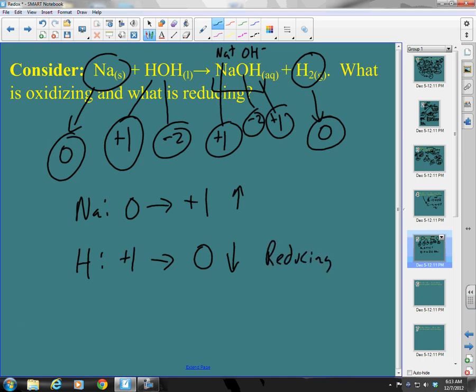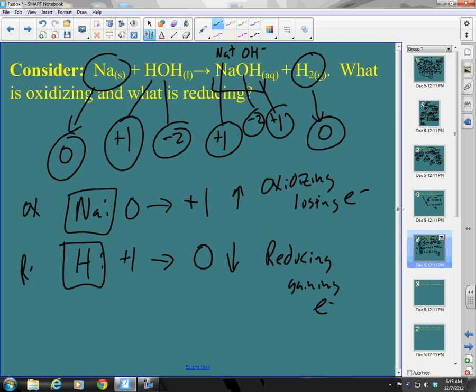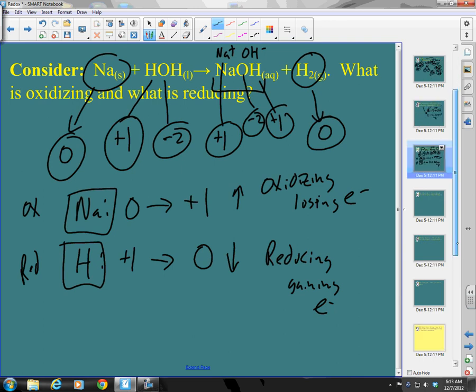If it is reducing, it is gaining electrons. And the opposite has to be true for sodium. If it's going up, it must be oxidizing. And if it's oxidizing, it is losing electrons. There we go. So what is oxidizing? Sodium is oxidizing. What is reducing? Hydrogen is reducing. All right. How many of you got that right? Good, good, good.